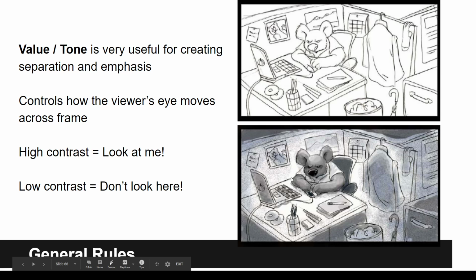Same thing with this one, right? He's a lot darker than his environment, like around him is a lot brighter, right? So that we focus on him and we understand he jumps out a little bit more.